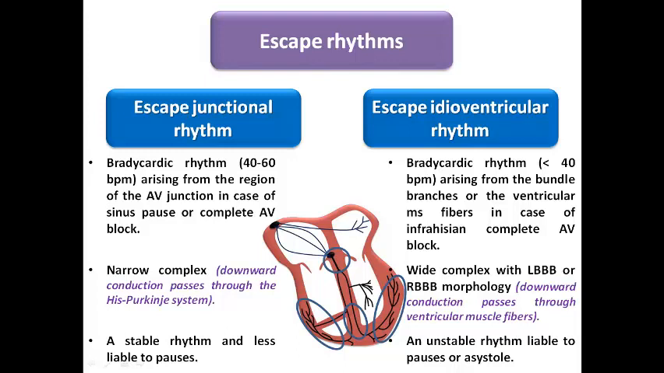So whenever I see a patient with escape idioventricular rhythm, at that time I should rush to insert a temporary pacemaker, because in a second this patient may develop bradyasystole and sudden cardiac death. So escape idioventricular rhythm is a more dangerous escape rhythm than escape junctional rhythm, which is a more stable rhythm.